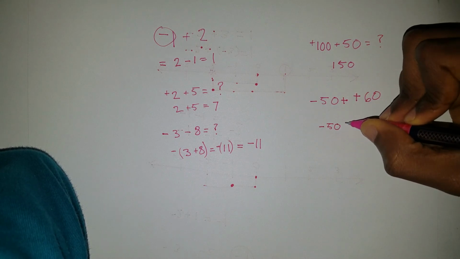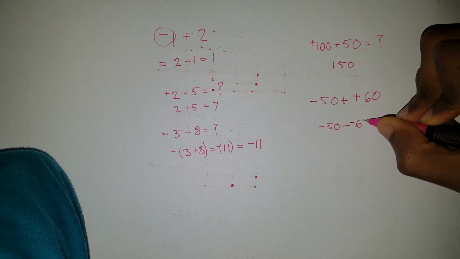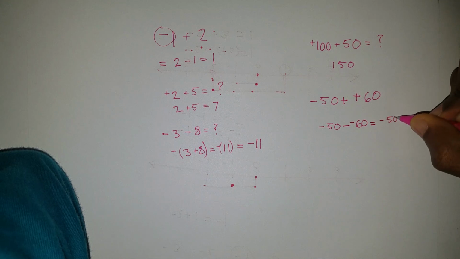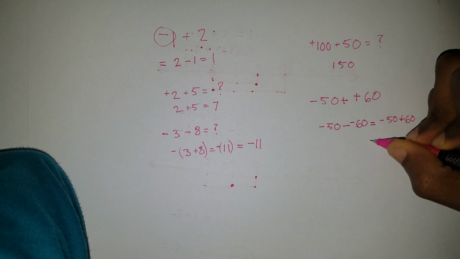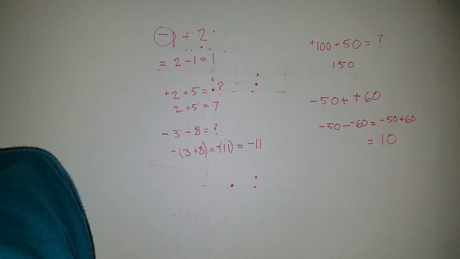-50 minus -60 is in fact equal to -50 plus 60, which is equal to, you guessed it, 10. So here are several examples of adding and subtracting without using a number line.